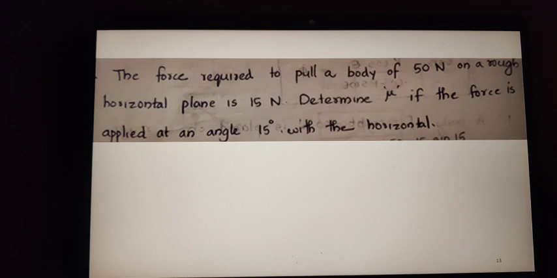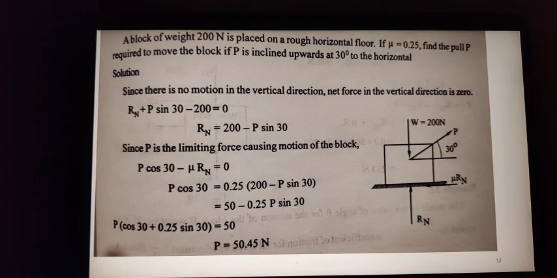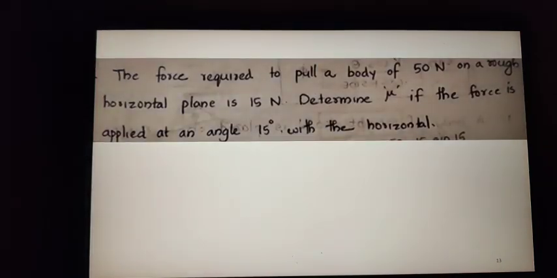Now the last question is homework. The force required to pull a body of 15 Newton on a rough horizontal plane is 15 Newton. Determine mu if the force is applied at an angle of 15 degrees with the horizontal. So here the weight of the body is given, the force is given as 15 Newton, and it is making 15 degrees with the horizontal. You have to calculate the value for mu. In the previous problem, you had to calculate the force, as mu was given in the question. In the last question, you are provided with the force 15 Newton and you have to calculate mu.